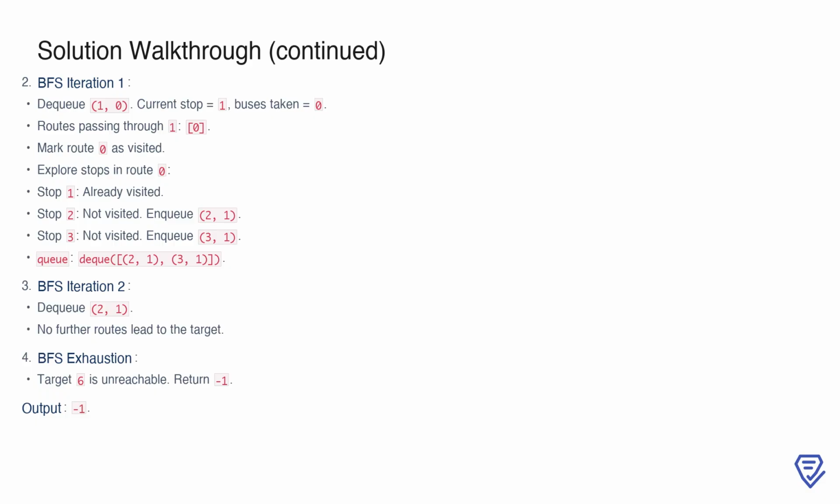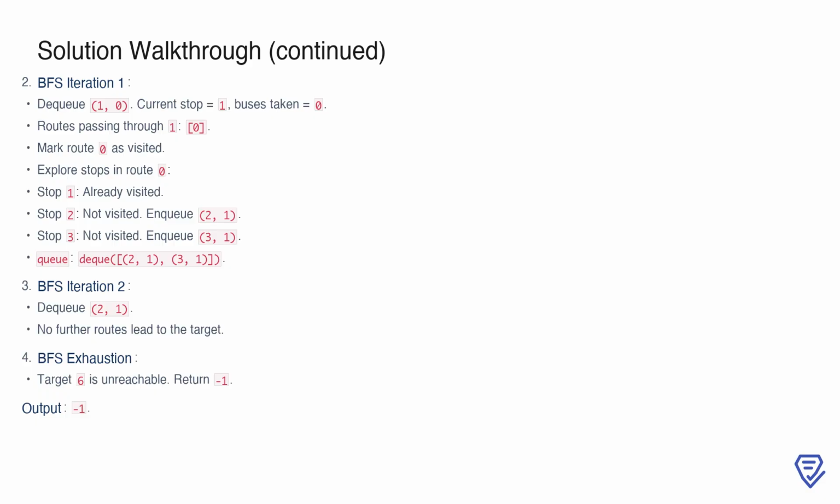In the first BFS iteration, we dequeue stop 1 and examine the routes passing through it. Only route 0 applies, so we mark it as visited and explore its stops. Stop 2 is unvisited, so we enqueue it with a bus count of 1. Similarly, stop 3 is unvisited, so we enqueue it with the same bus count. The queue now contains stops 2 and 3, each reached using one bus.